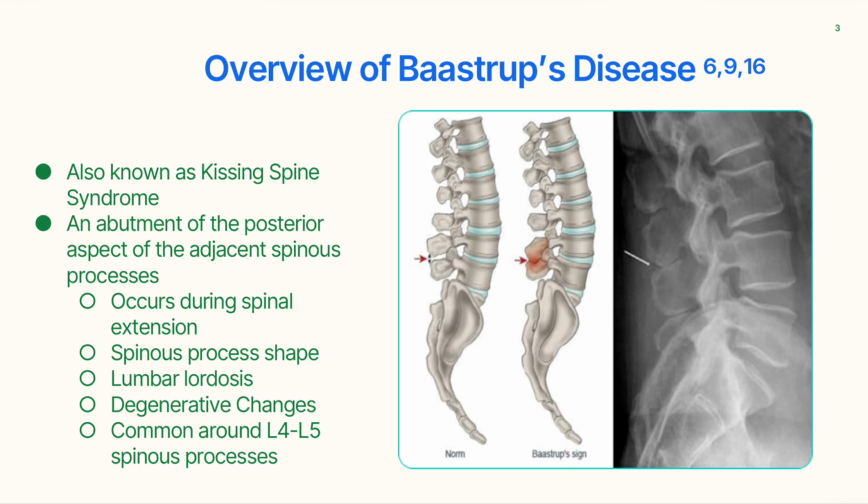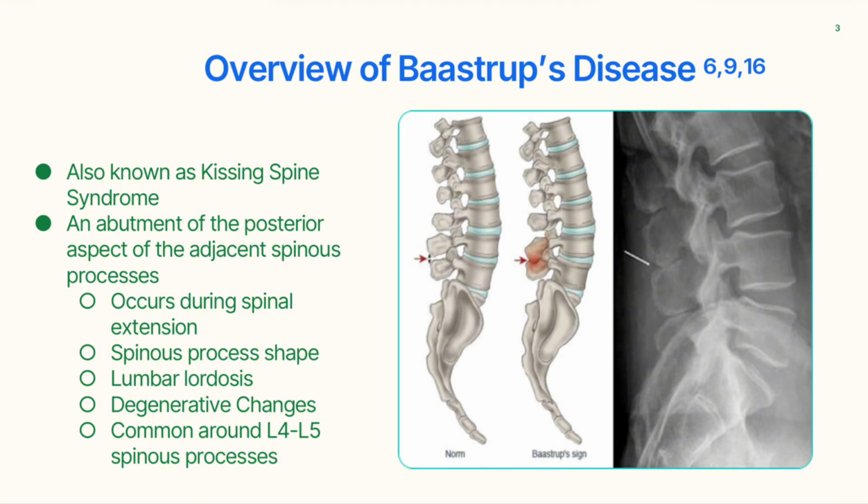So again, Baastrup's disease is also known as kissing spine syndrome as stated within Dutton, and it is defined as an abutment of the posterior aspects of the spinous processes, which is going to be due to a herniated disc or an adjacent spinous process that's going to protrude but still leave space behind the spinal cord.